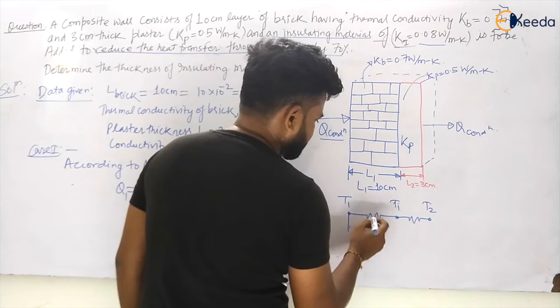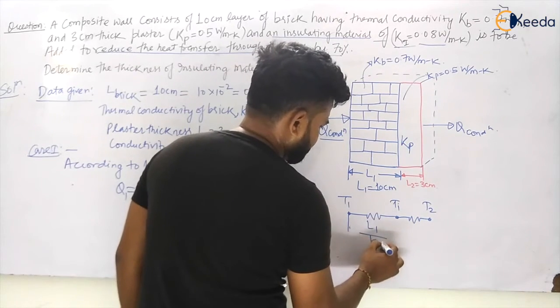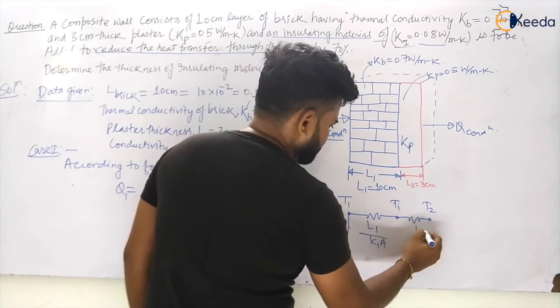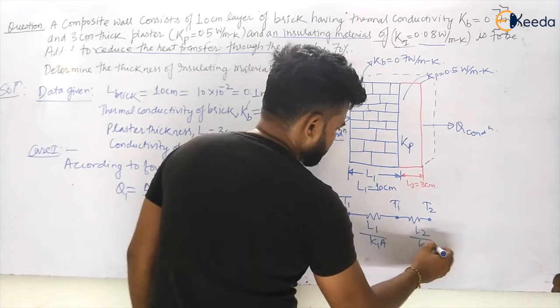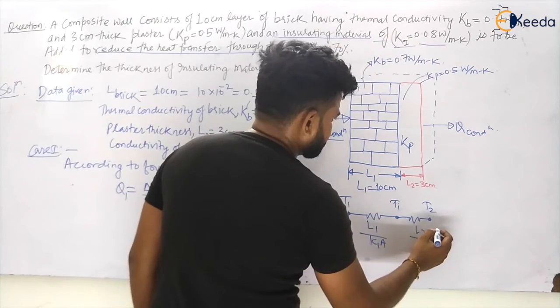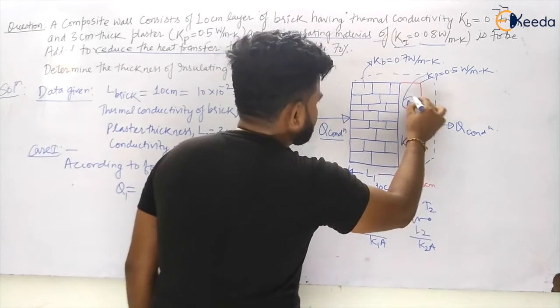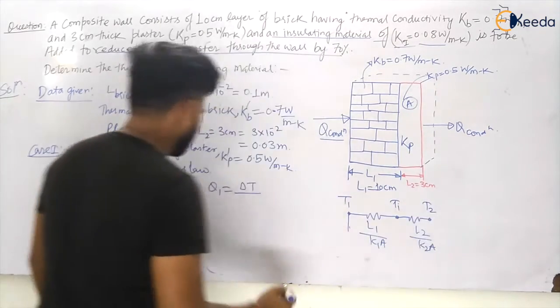So this will be conductive resistance L1 by K1A. This will be conductive resistance L2 by K2A. I think both these terms are given, but area is not given, my dear students. So let us calculate it.